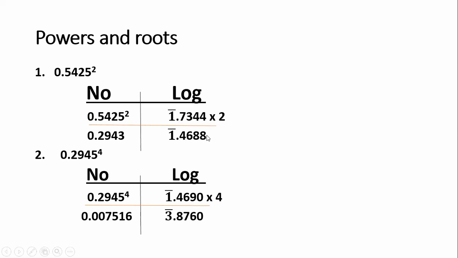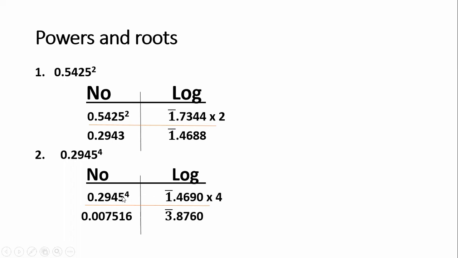46 under 8 difference 8 give us 2943. So integer 10 is power minus 1. That's under 10. That's 0.2. So we'll take another example. 0.2945 raised to power 4. So we have that. Checking from our configure table, 2, the integer is bar 1.